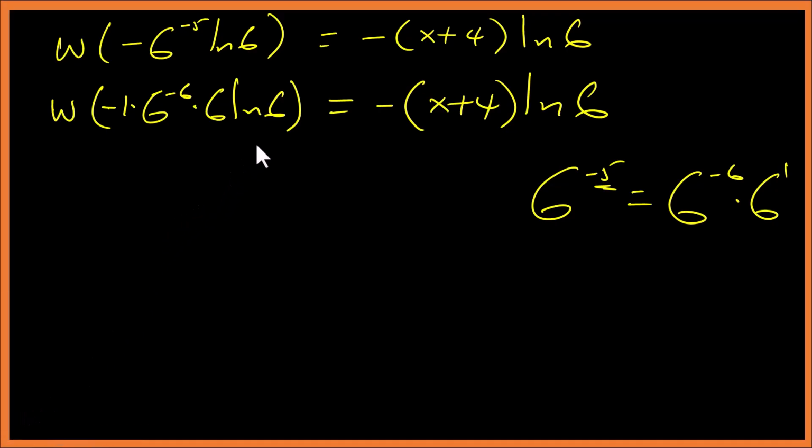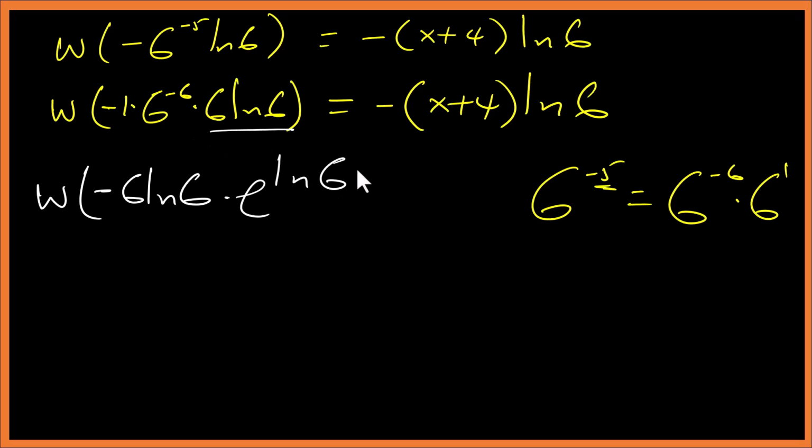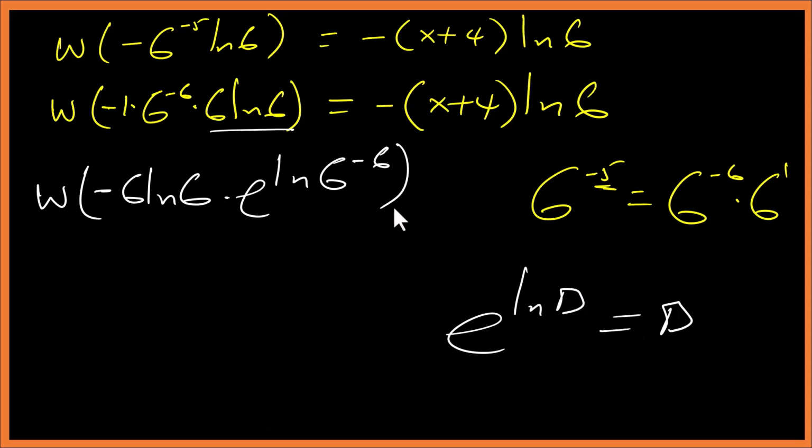Now we want to support this one. So let me write this as the W function. Let me write this first: minus 6 ln of 6. So this one is here, then we have the minus here. So I will support this 6 raised to minus 6, times e raised to ln of 6 raised to that. Remember, e raised to ln of box is the same as box. So I've done nothing here.